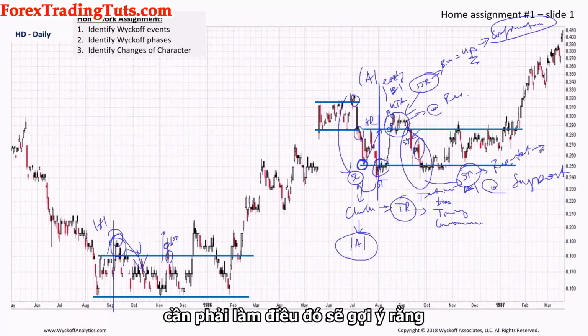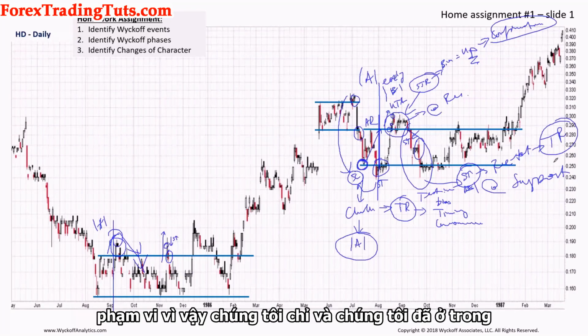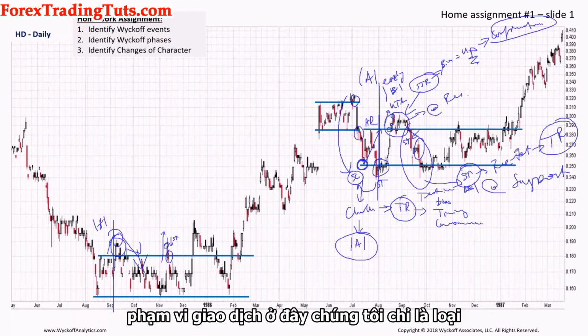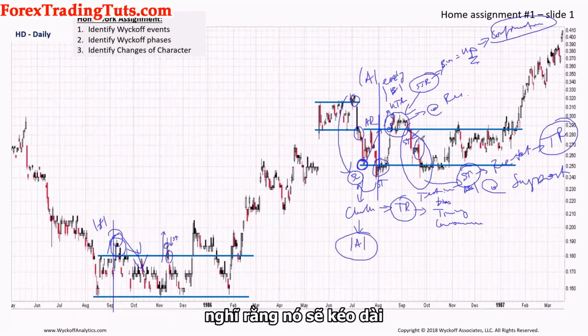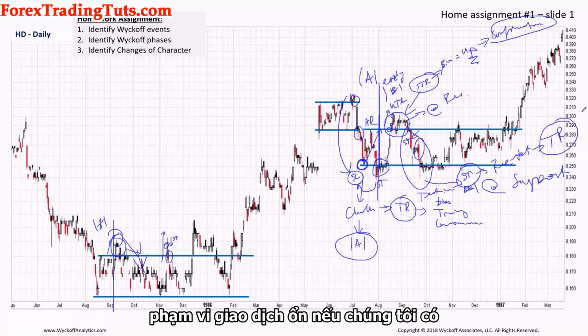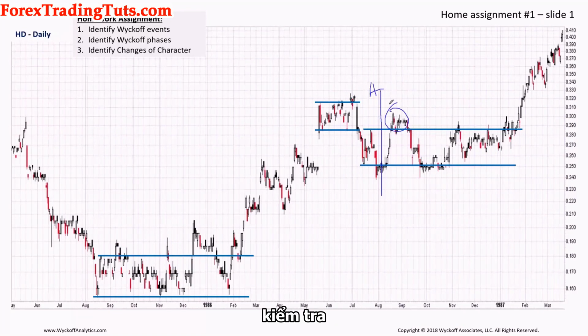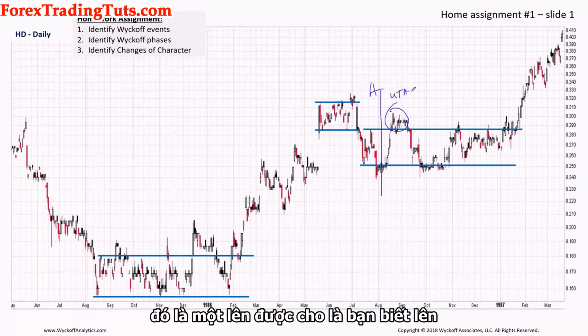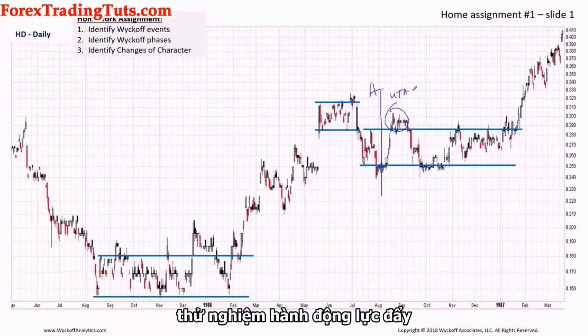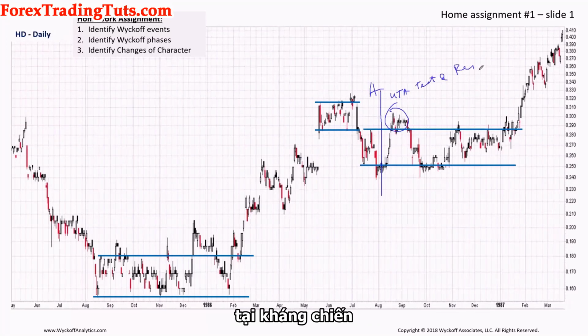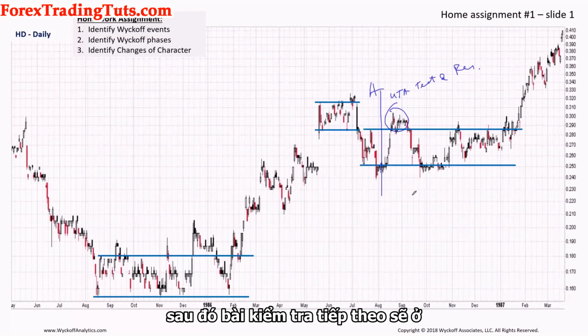And the more testing we need to be doing, that would suggest that we might go in some kind of trading range. And we're already in the trading range here. We're just thinking that it's going to prolong the trading range. Okay, well, if we had one test, which was supposedly an upthrust action test at the resistance, then the next test is going to be at the support.